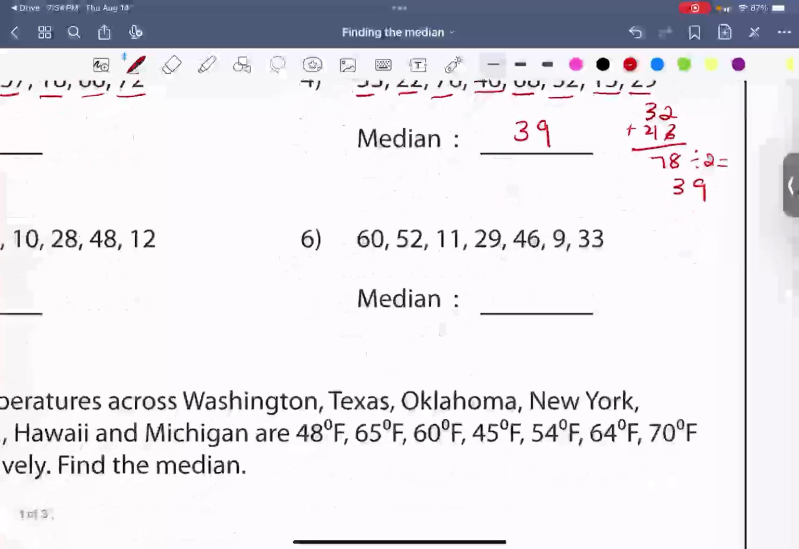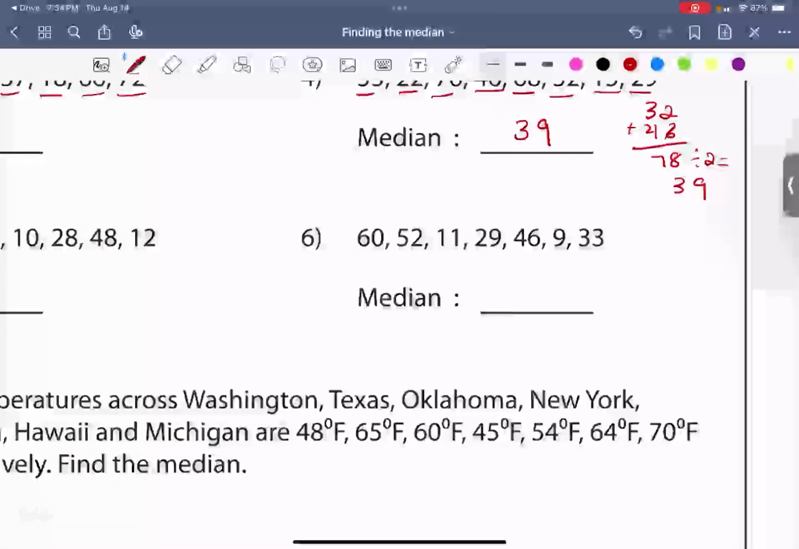Let's do 6. So the smallest number is 9, then 11, then 29, then 33, then 46, then 52, then 60.